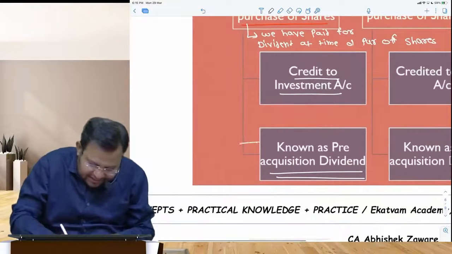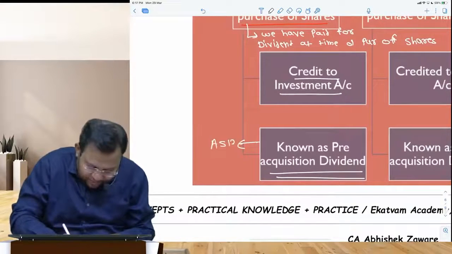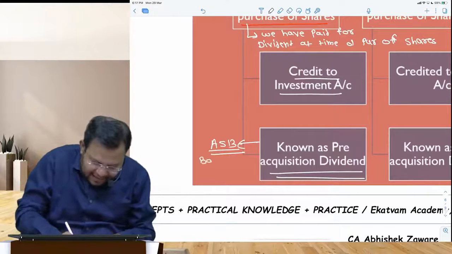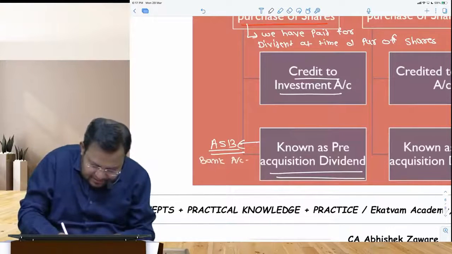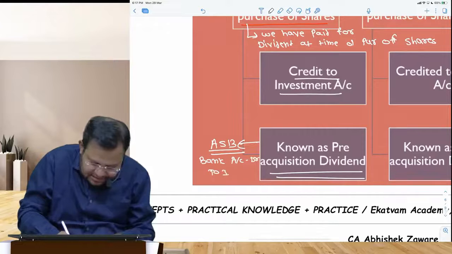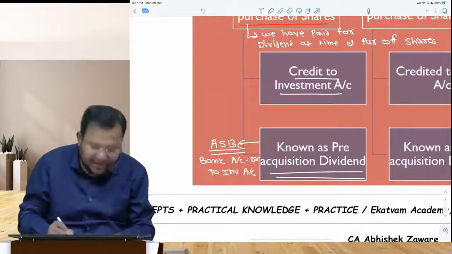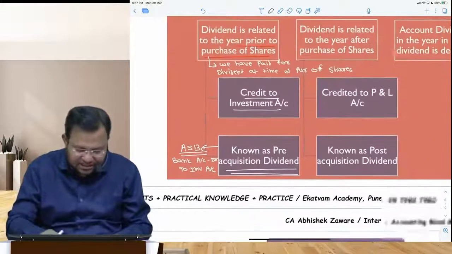So entry, this is governed by AS 13. What is the entry, children? Bank account debit to investment account is the journal entry.